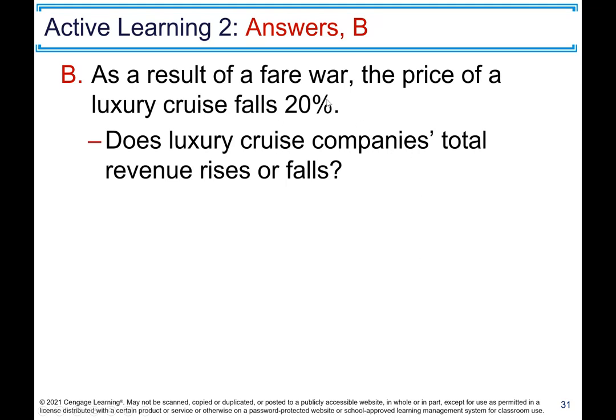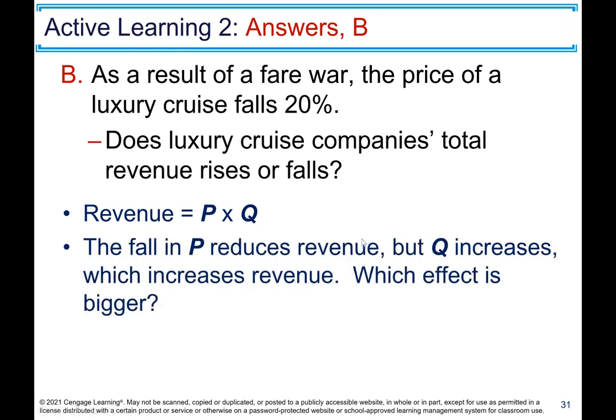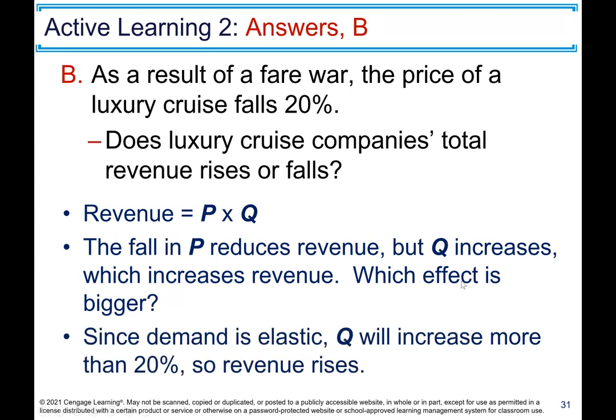As a result of a fare war, the price of luxury cruises falls 20%. Does luxury cruise companies' total revenue rise or fall? Revenue is P times Q. The fall in P reduces revenue, but Q increases, which increases revenue. Which effect is bigger? Since demand is elastic, quantity will increase more than 20%, so revenue will rise.